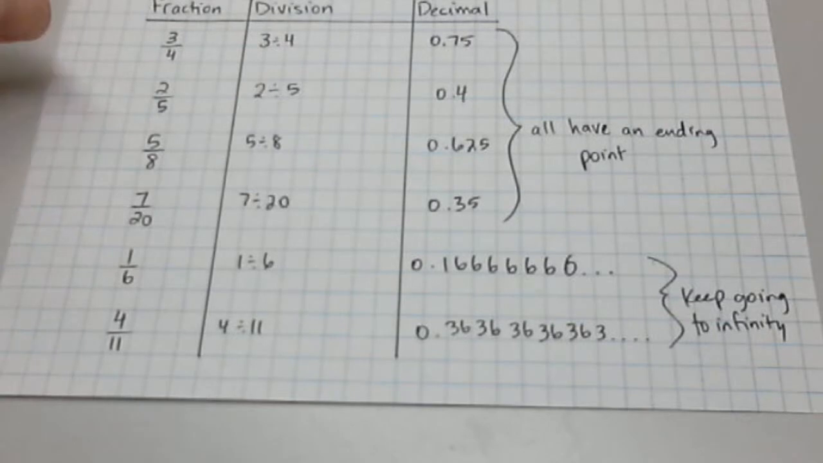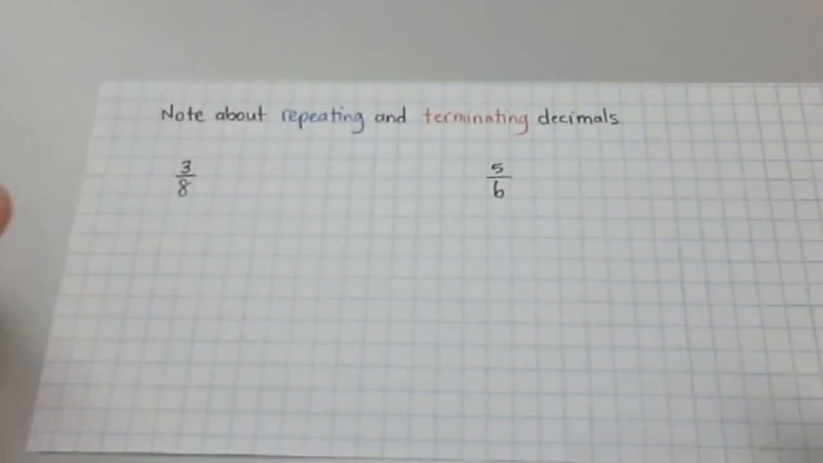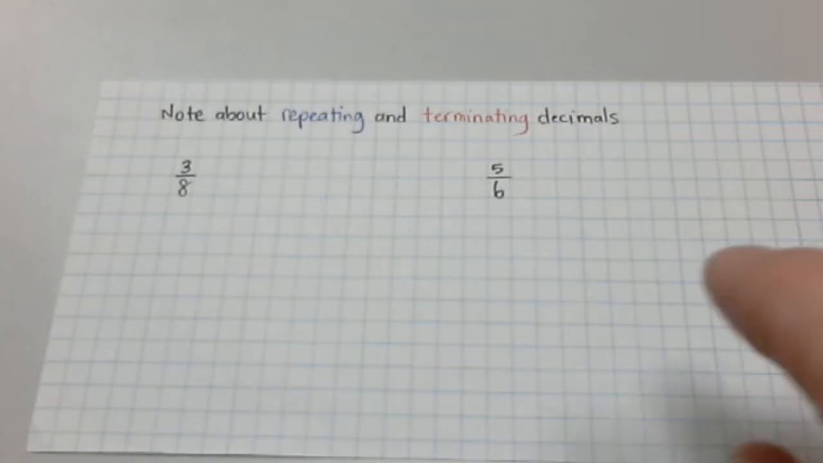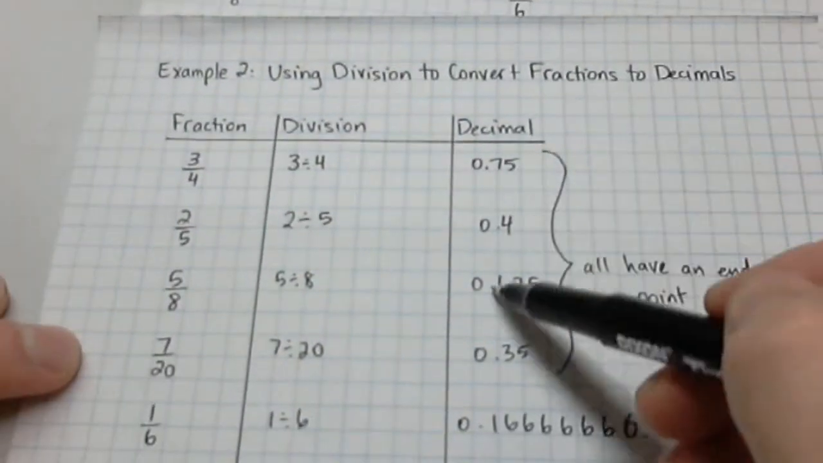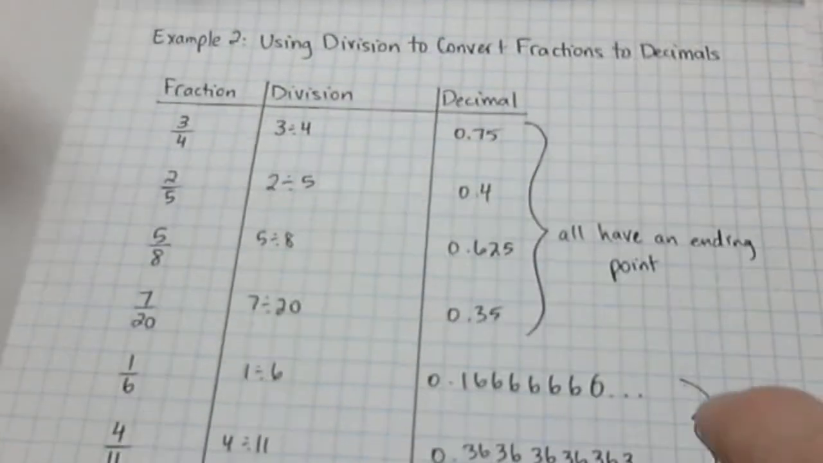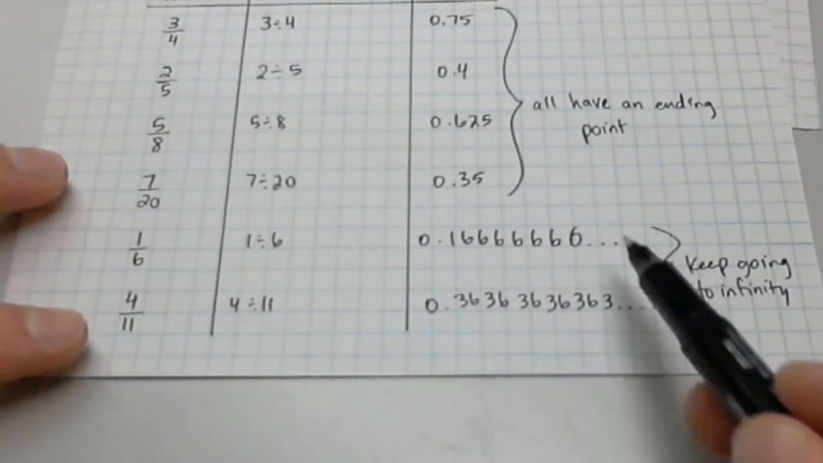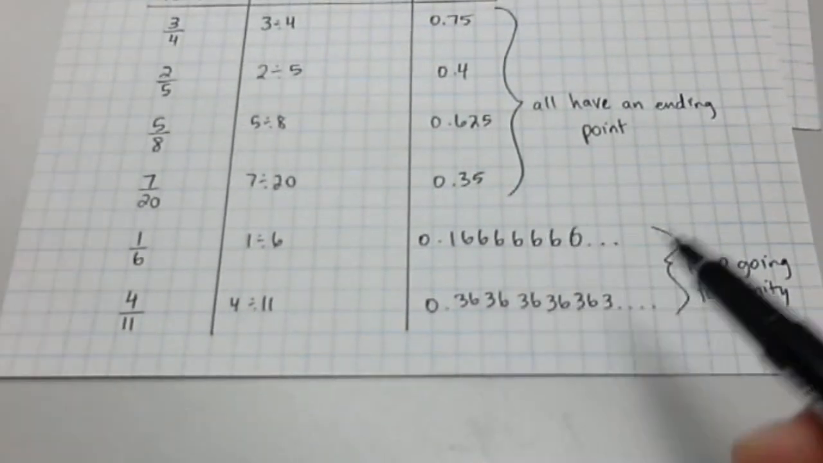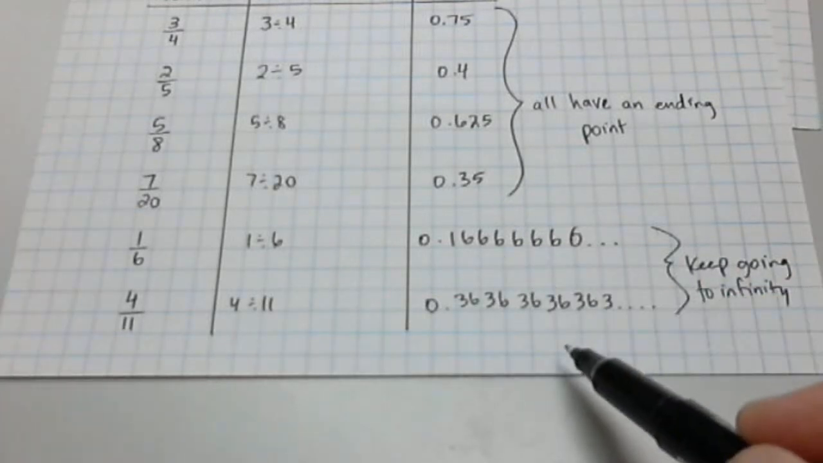We need to actually talk about that just for a quick sec, because they have specific names. The two names that we're working with here are repeating decimals and terminating decimals. Just to bring this sheet back up for a second, terminating decimals are ones that have an endpoint. They have a couple of numbers, or even a bunch of numbers, but they do have an endpoint. Repeating decimals keep going on and on, and there are basically two types of repeating decimals.